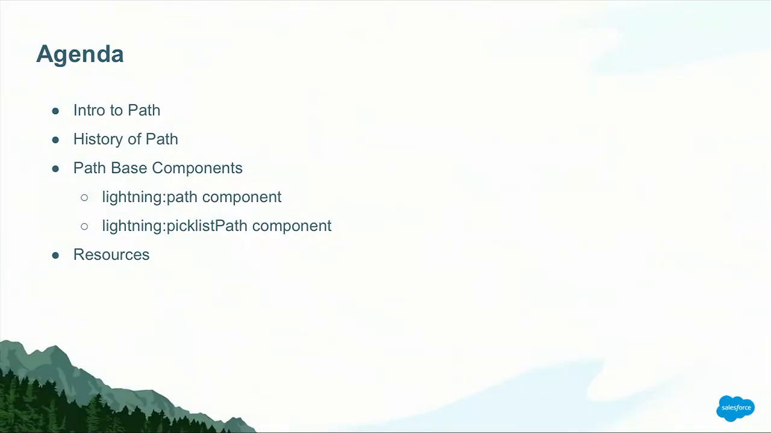Here's a little bit about what we'll be going over today. First, we're going to give you a brief introduction to what Path is and how you can set it up. Then we'll go into a little bit of the history of Path to understand how we've gotten to where we are today. And then Sultan and Jenmin are going to dive further into these two new Path base components we have available for you to use today. And they're going to show you some pretty cool demos on them. One's called the Lightning Path component, and the other one is the Lightning picklistPath component. At the end, we'll have some resources for you where you can download some of the demo code that you'll see today, as well as some of the public documentation on these components.